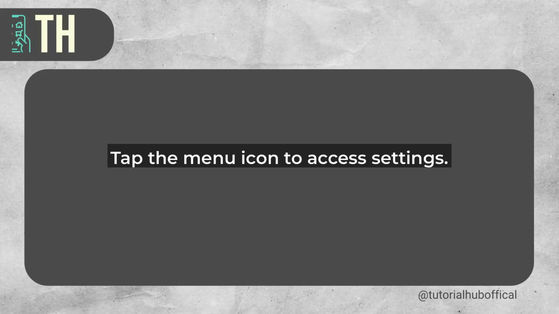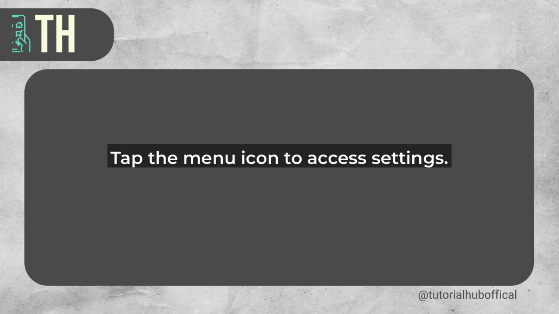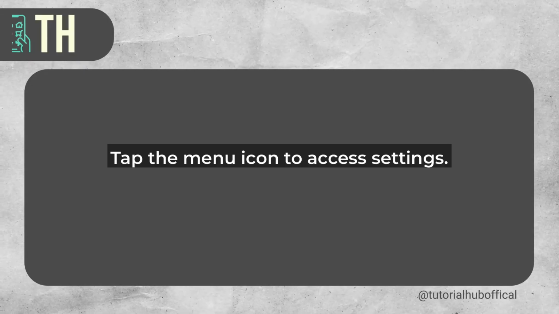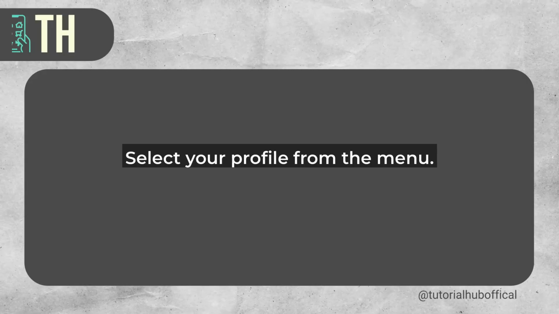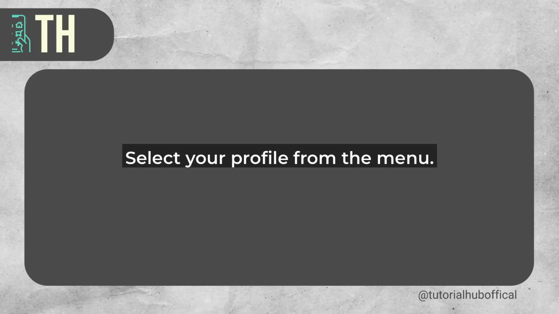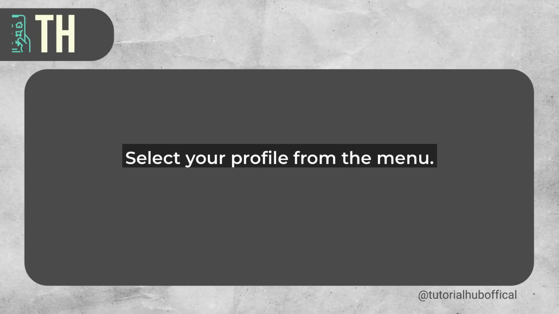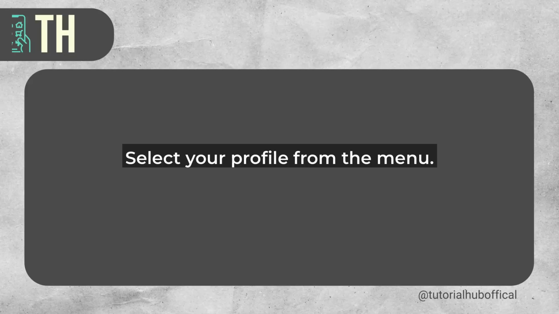Let's dive right in. First things first, make sure you have the latest version of Life360 installed on your phone. Head over to your App Store, update if needed, and then open the app. Once you're in, tap on the menu icon, usually in the top left or right corner, to access your profile settings. It's that little circle with your current picture or initials.